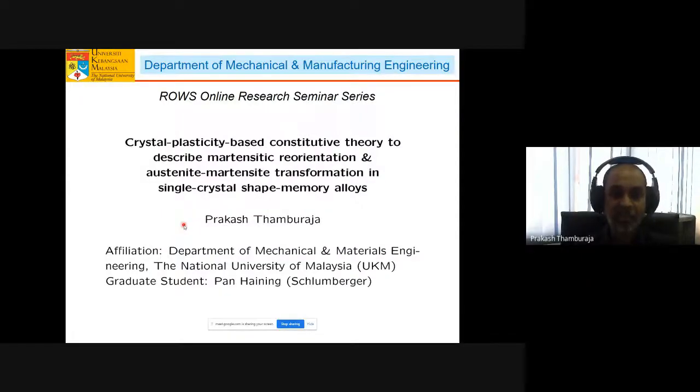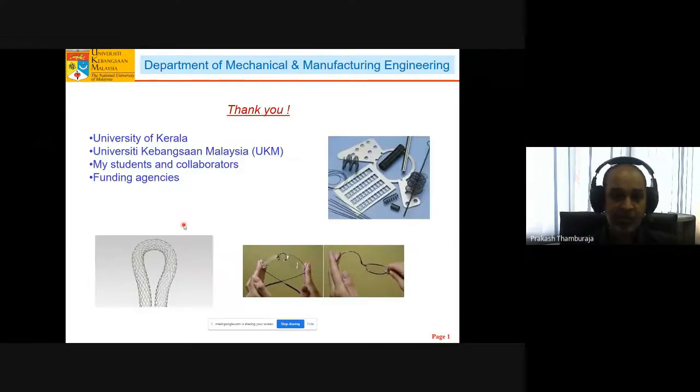Crystal plasticity-based models and constitutive theories to describe martensitic reorientation and phase transformations in single crystal shape memory alloys. So the photos which I show you here are some of the devices that actually use shape memory alloys in their manufacturing.